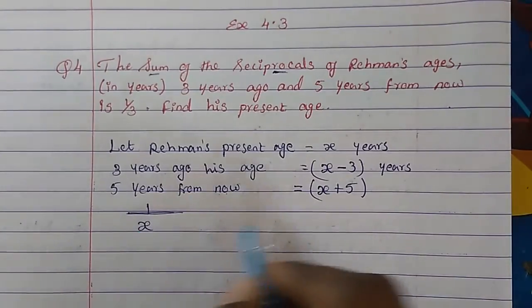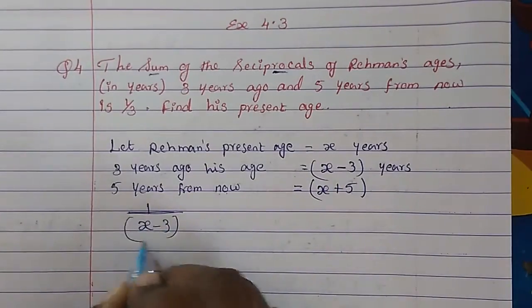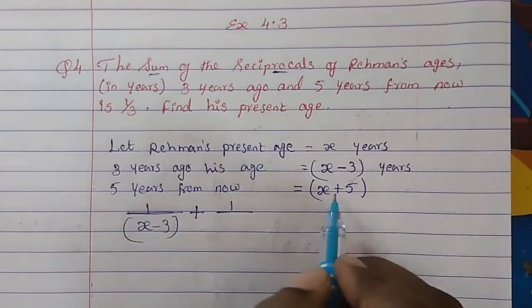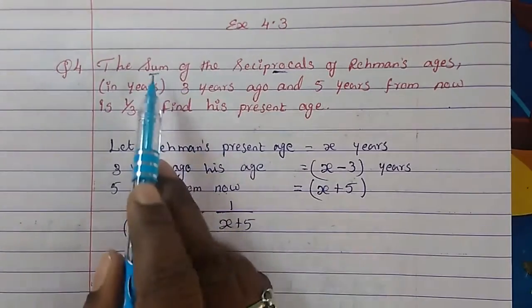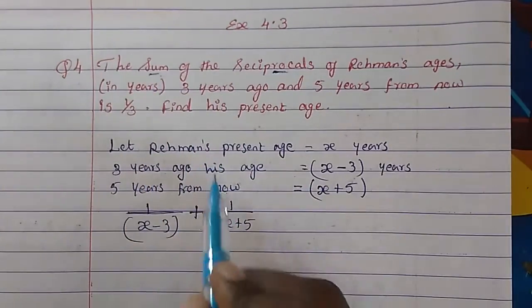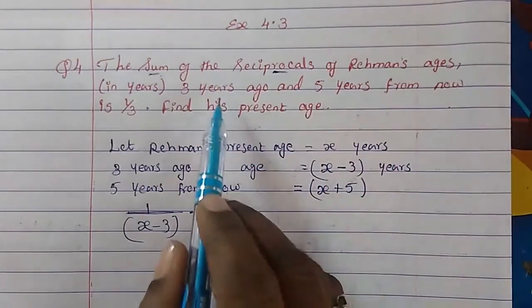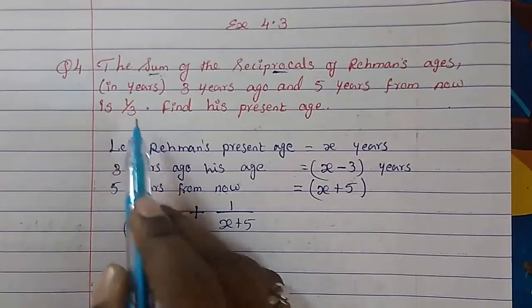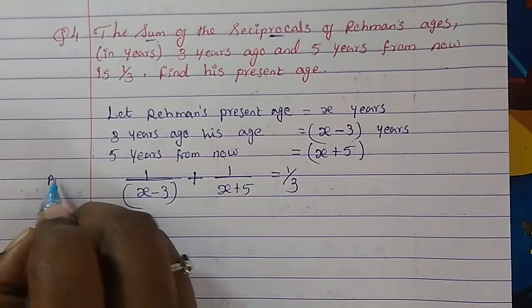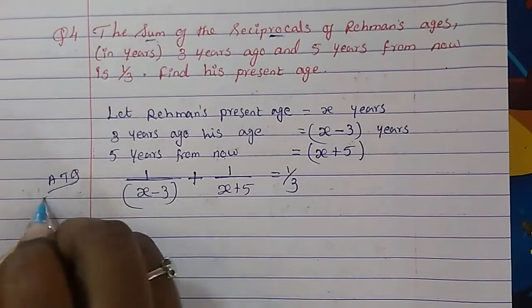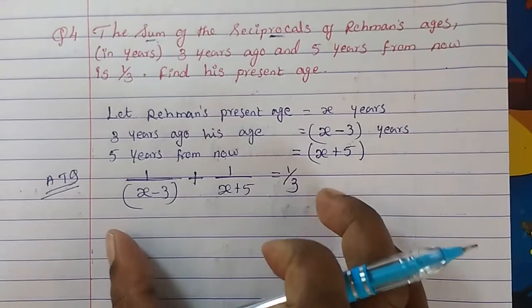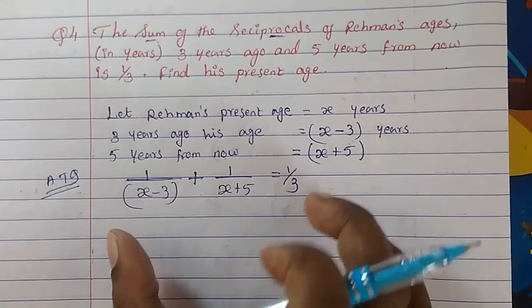Then 1 upon the age 3 years ago, that is x minus 3. Plus the reciprocal of the age 5 years from now, that is x plus 5. So the sum of the reciprocals of Rahman's ages 3 years ago and 5 years from now is 1 upon 3. This is according to the question. Now this is not in the proper quadratic form, so let's convert it into a proper quadratic equation.